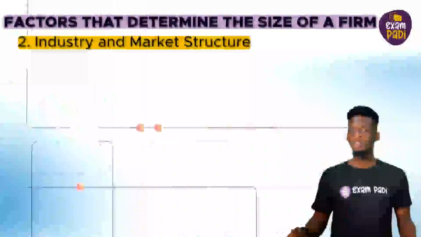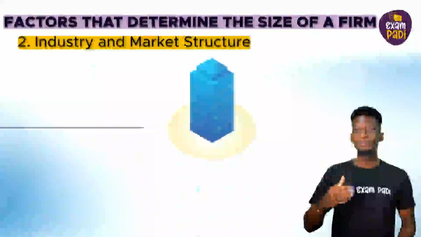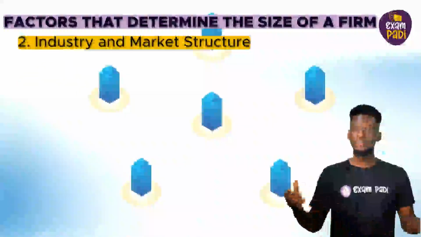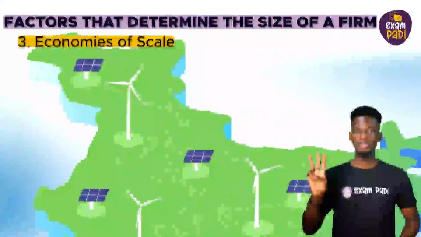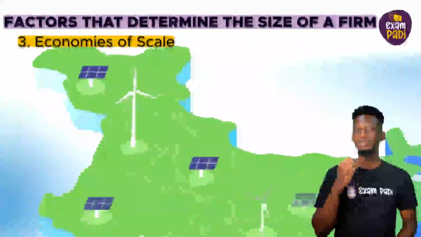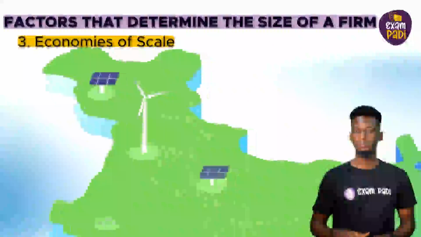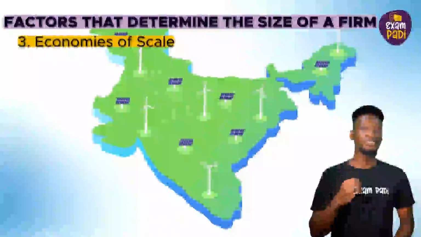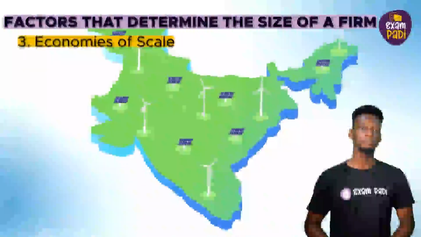2. Industry and market structure. The characteristics of the industry and market in which a firm operates can affect its size. Some industries have high barriers to entry, resulting in fewer firms and larger market shares for existing players. 3. Economies of scale. Firms can achieve economies of scale by producing goods and services in larger quantities, leading to lower production costs per unit. As firms grow, they may benefit from economies of scale, enabling them to offer competitive prices, invest in technology and infrastructure, and expand their operations.